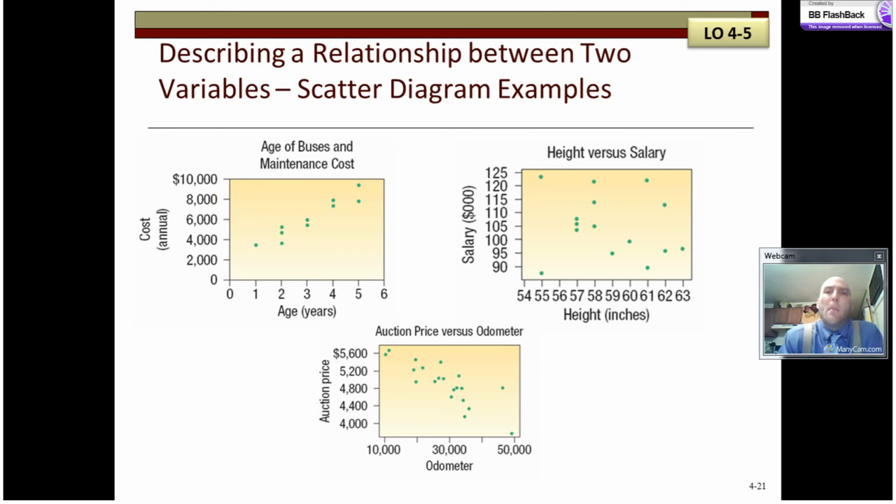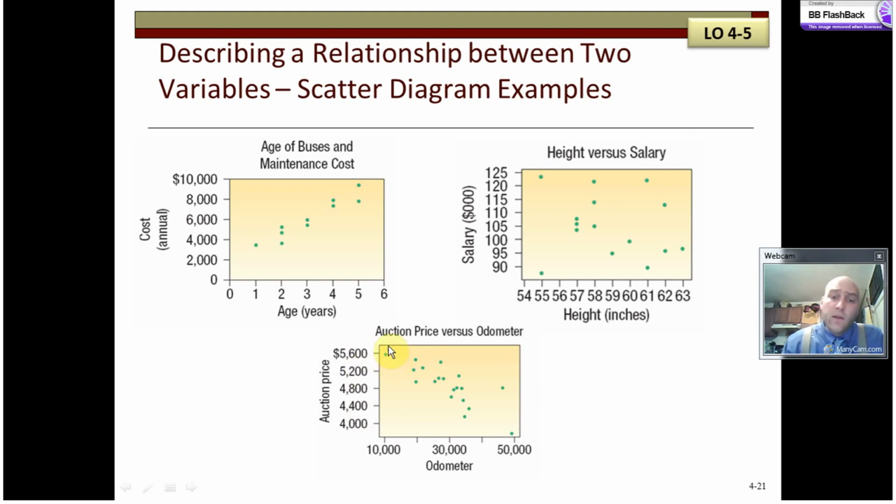We would call that a positive relationship between those two. In other words, as the number of years increases, the cost to maintain it increases as well. Let's go down to the second one down here. Auction price versus odometer. In other words, how many miles are on the odometer of the car and how much money you pay for that at an auction.